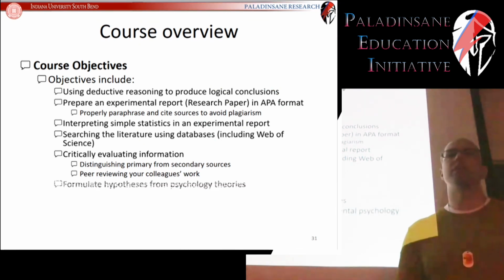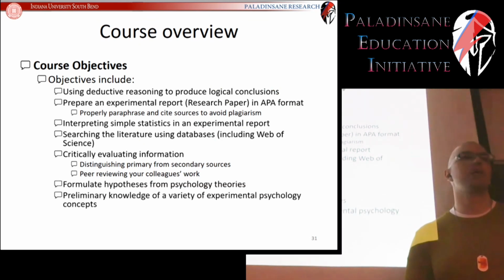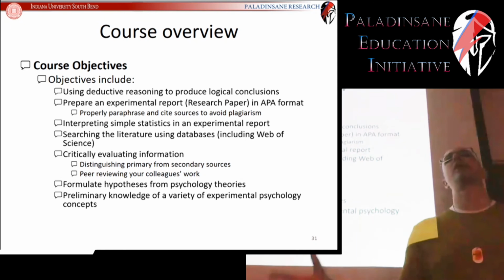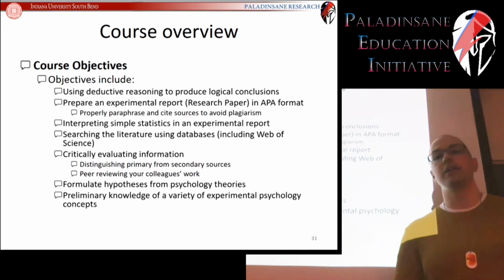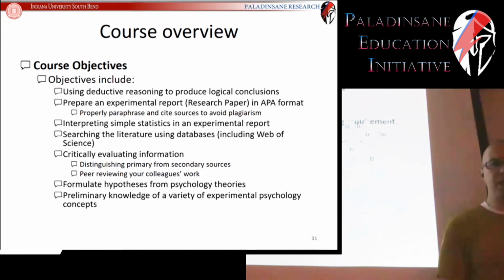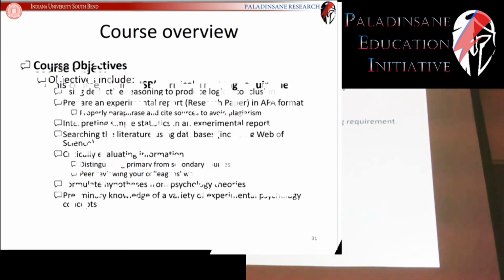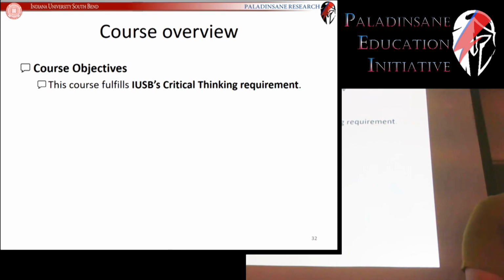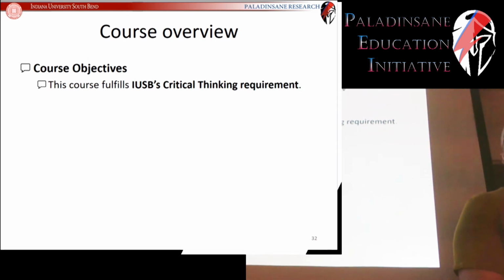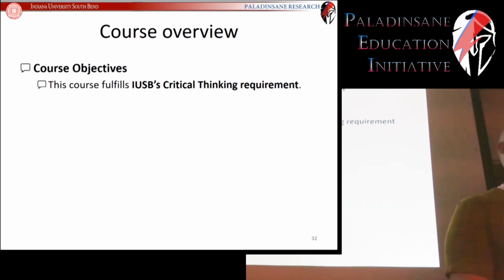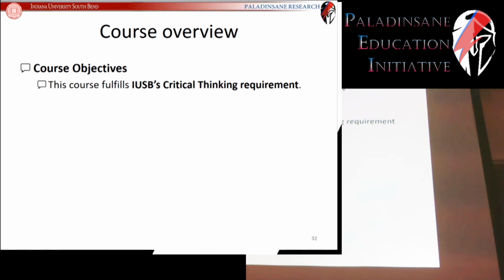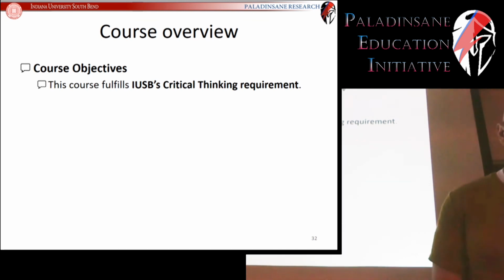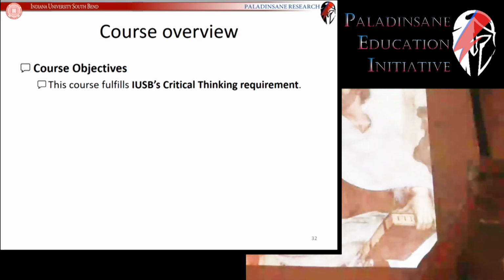And then other things that are involved in experimental psychology. We'll take a broad overview of all the skills that you need in order to do and understand experimental psychology. You saw the critical thinking aspect there. This course actually does fulfill IUSB's critical thinking requirement. So we will, throughout the year, practice and assess these skills on critical thinking as we move through the course content.